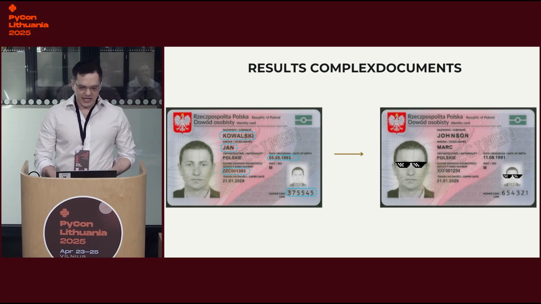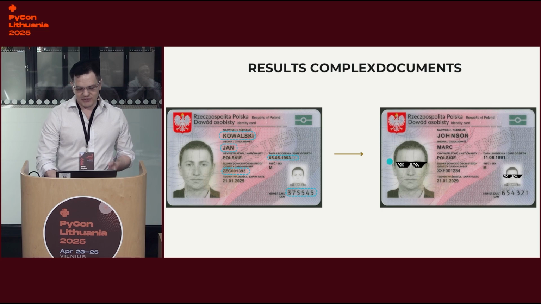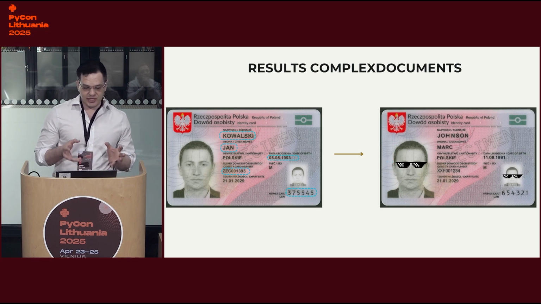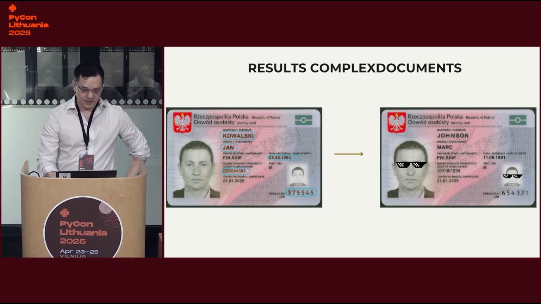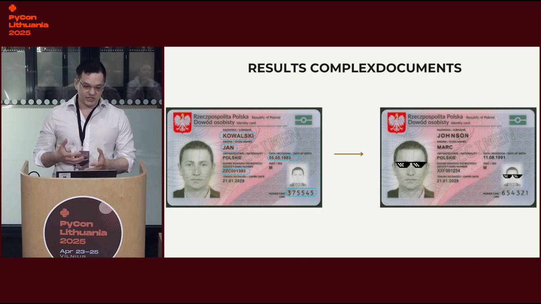Obviously, it didn't handle the actual person's face because the model wasn't specialized for this. Personally, what I would do is build another model specialized just for the embedding of the faces. But like I said, it's not useful to de-anonymize identity documents. But I just wanted to demonstrate that this process is extremely powerful for complex documents.